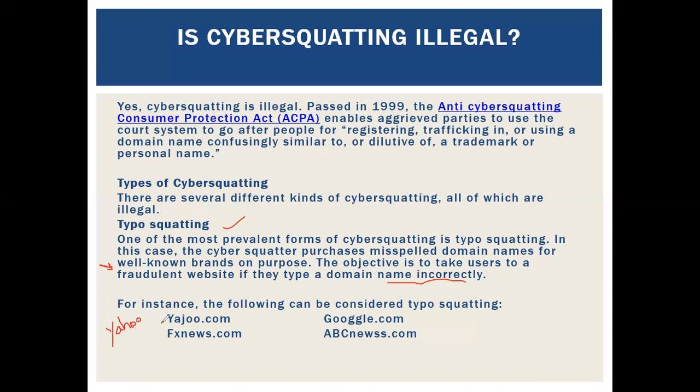Fox News. Google, now look at the spelling. That's the change. Some people type ABC News with just an S. That is a form of a type of squatting example, where the cyber squatter basically purchases a domain name that looks like the original, with a minor change in spelling that every consumer may or may not know about.